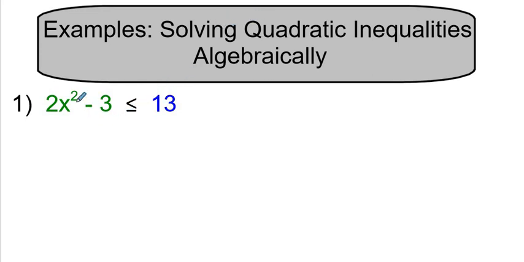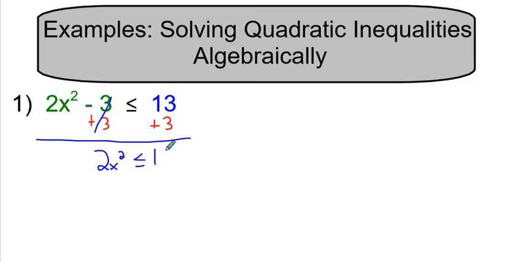This has no bx term, so the process for that is the square root method. We will reverse the order of operations, starting with addition and subtraction. Here we go. 13 plus 3 is 16. Then we divide by 2. That's a very easy process that, after solving quadratics already, we have sort of mastered. And again, just ignore that inequality.